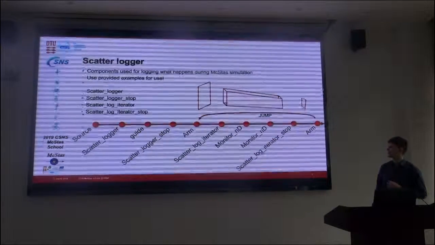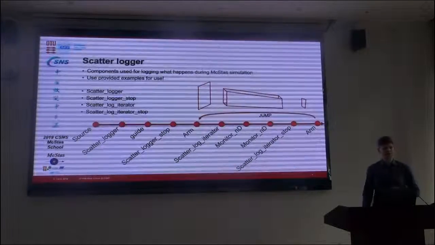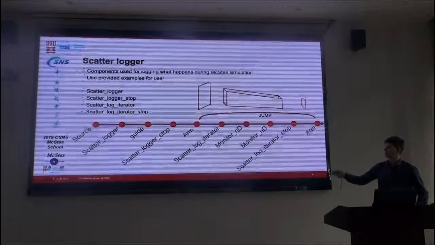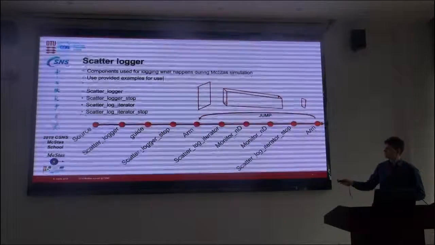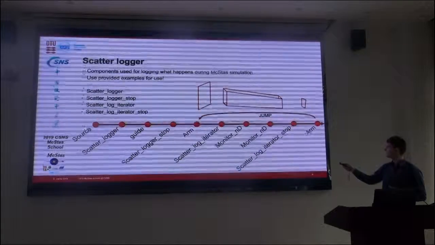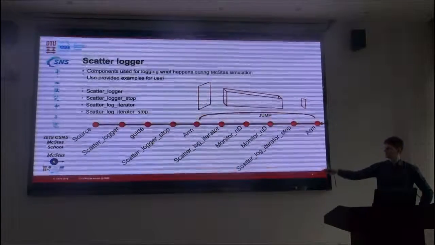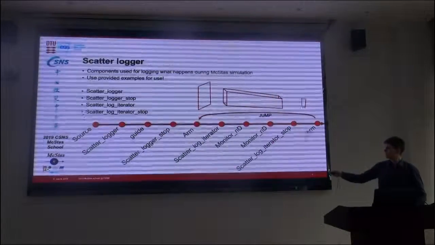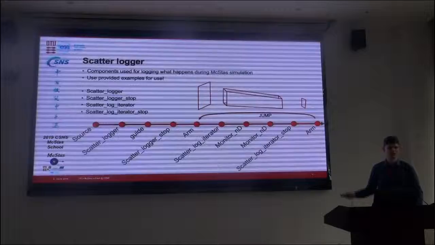Then there are the scatter logger components. They take a little bit of setup to get working correctly. There are four components that need to work together in order for this to function. The way you do it, if we just have a source, a guide, and some sample data dump, you first start by putting the scatter logger before the region you wish to investigate. And then you put a scatter logger stop component afterwards. So now we're just investigating what's going on in the guide.